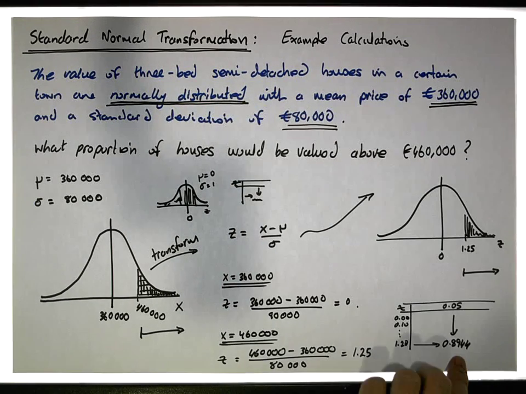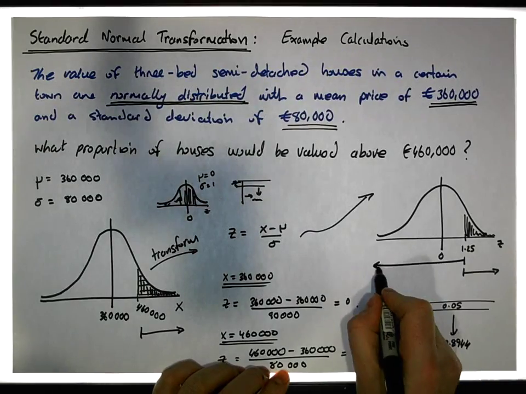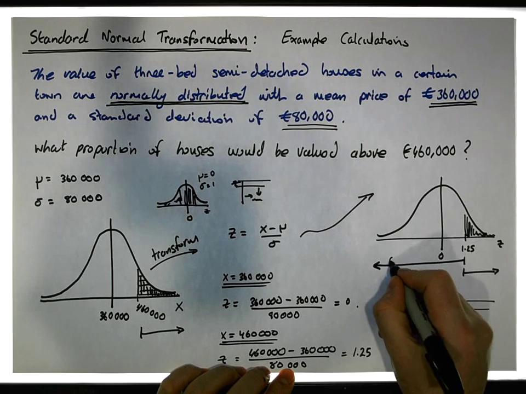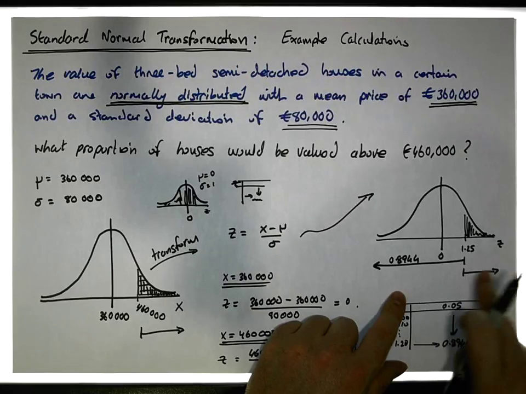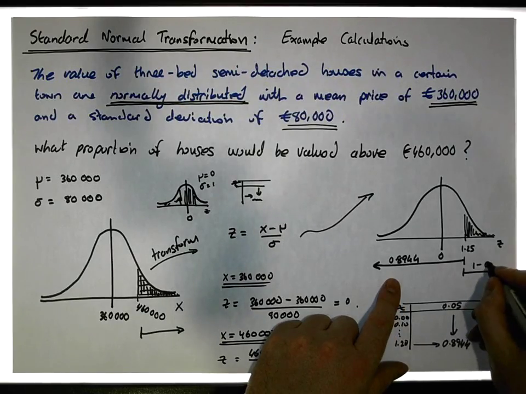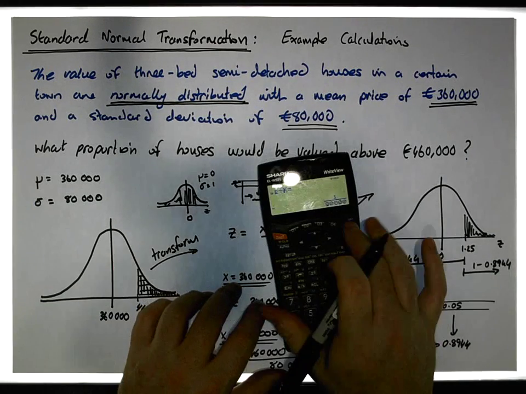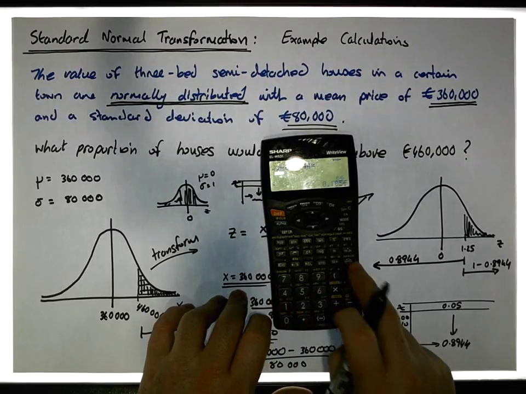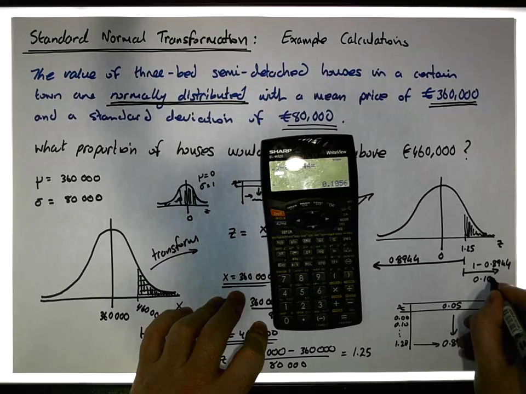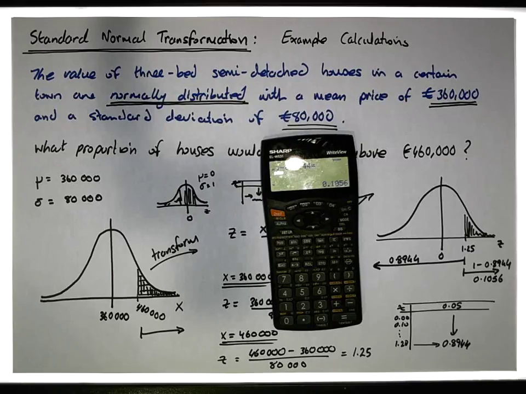Now 0.8944 is actually the area under the curve to the left of the z-score that I looked up. The total area under the curve is equal to 1 unit, so the area over here must be 1 minus 0.8944. So the area to the right hand side of 1.25 is 1 minus 0.8944, which gives us a value of 0.1056.